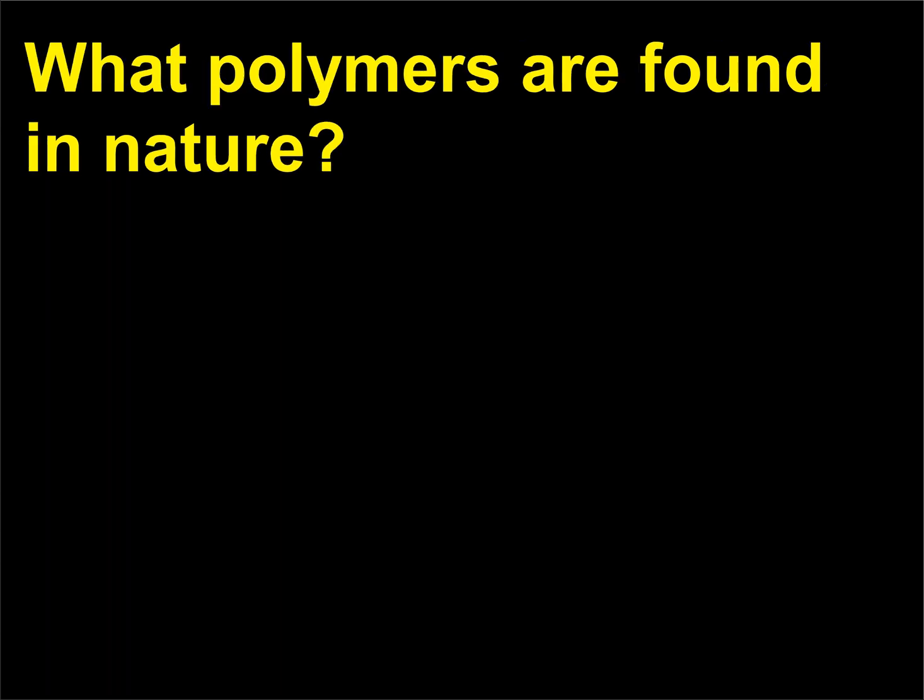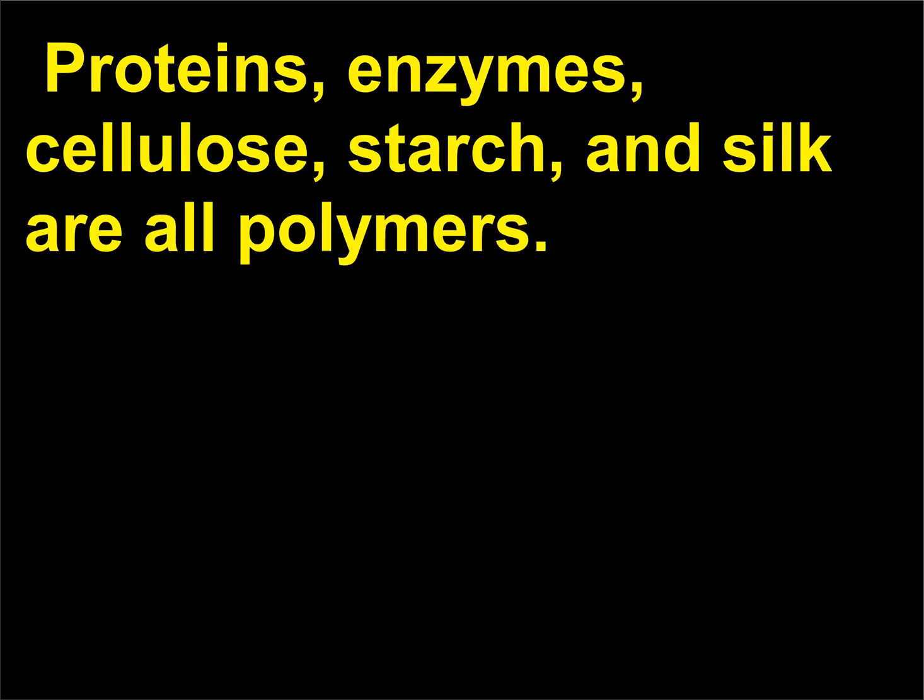What polymers are found in nature? There are a ton. Proteins, enzymes, cellulose, starch, and silk are all polymers.